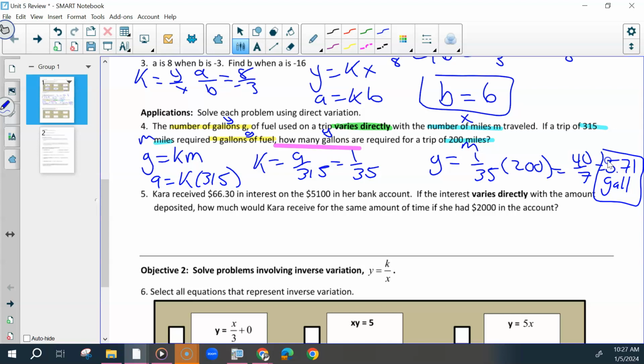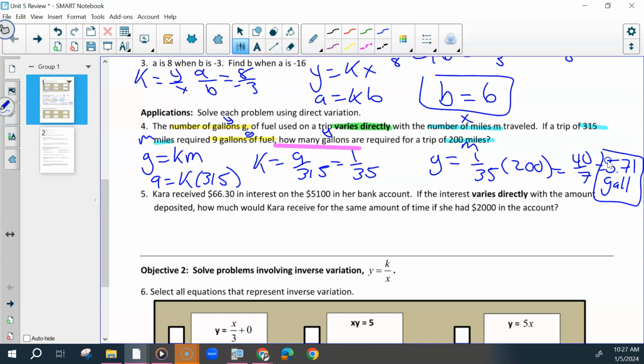Questions on that before we go on to objective 2? So objective 2 starts with number 6. Do we want to see number 6? Yes.